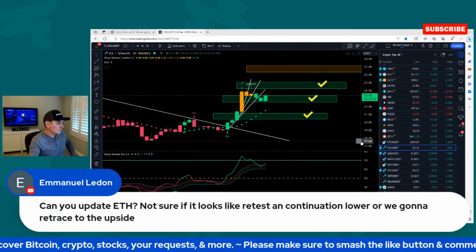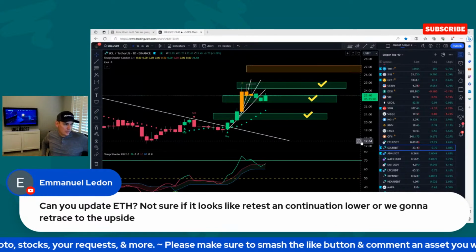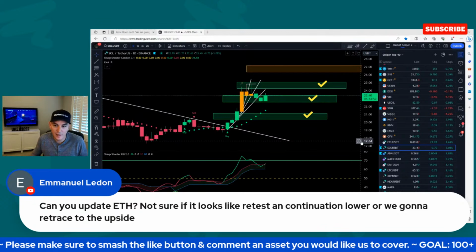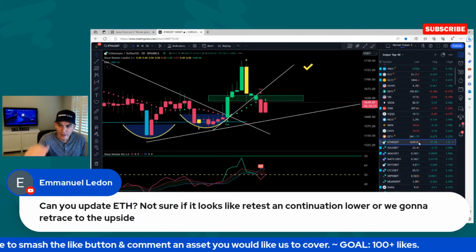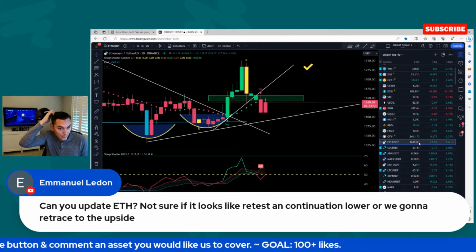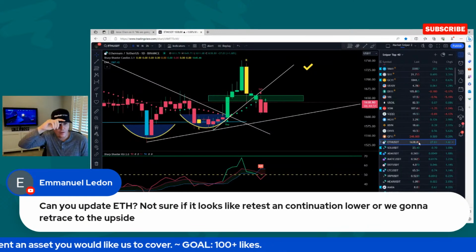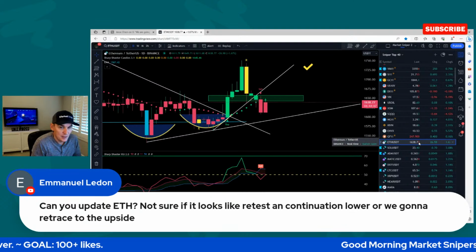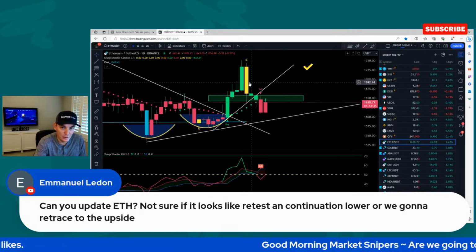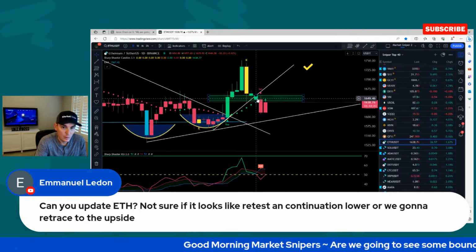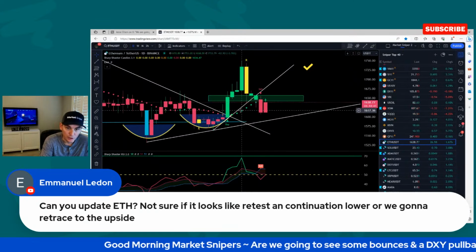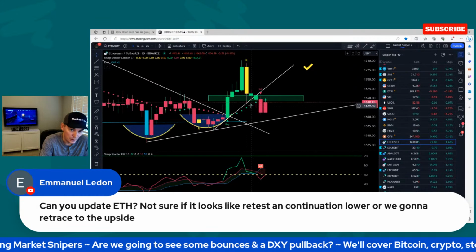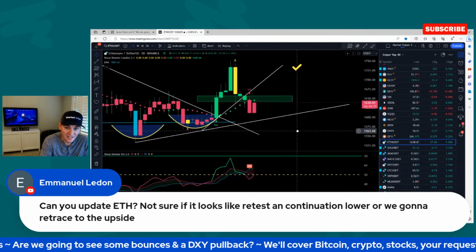Let's see what else. ETH. Can you update ETH? Not sure if it looks like a retest and continuation lower, or we're going to retrace to the upside. It's bouncing right now, but overall, Emmanuel, we have to look at it as there was that reversal candle on the daily chart. We had a close below this upward trend line. We had a close below the trailing dots. We had a sell signal.